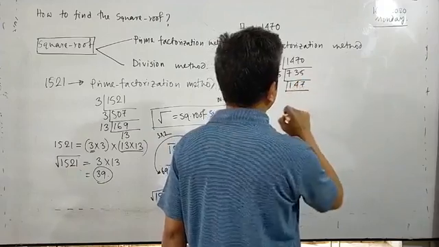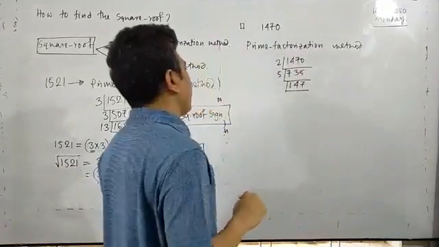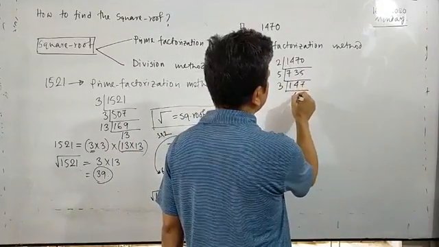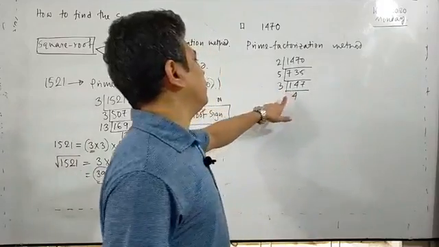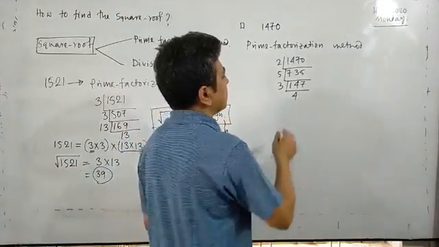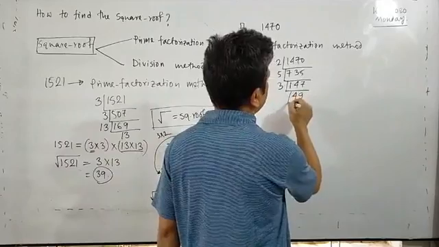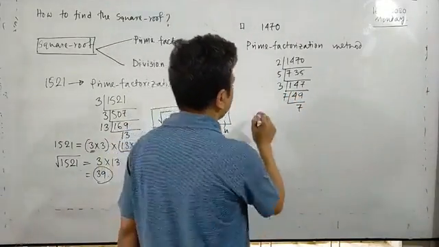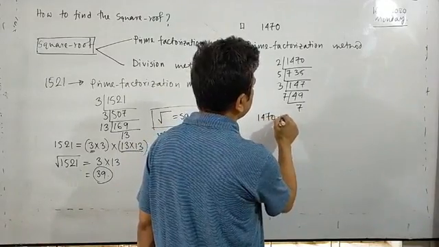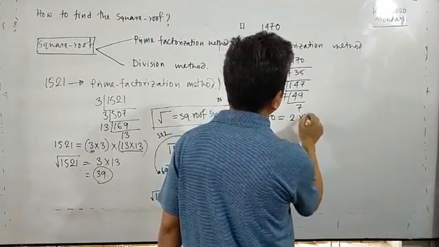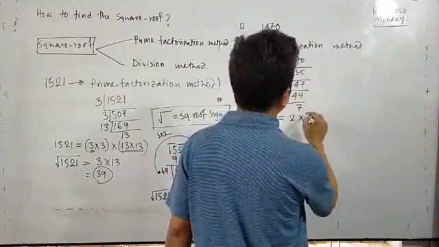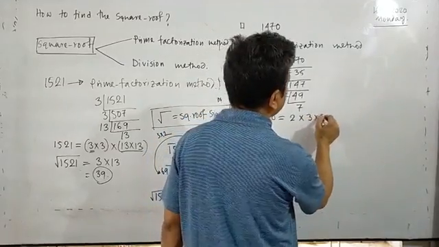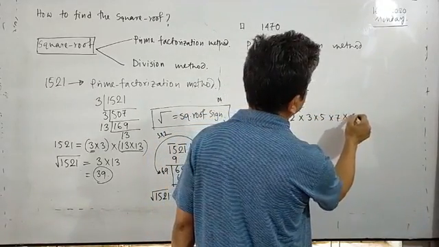Okay, so we can divide by 3 again. It is possible to divide by 3, so it is 49. So here is 7 into 7. Look at that here, 1470 equals 2 into 3 into 5 into 7 into 7.